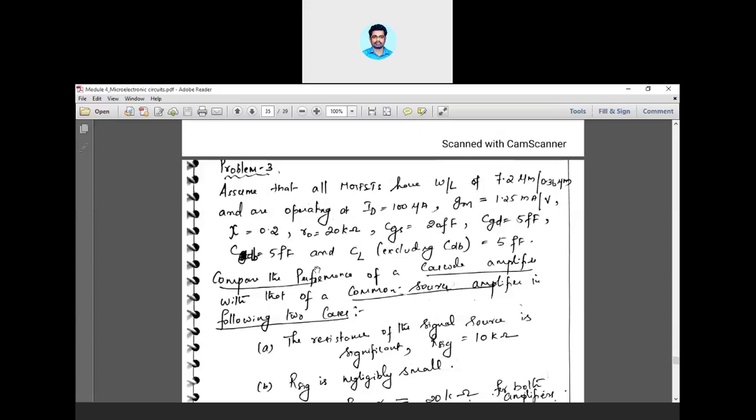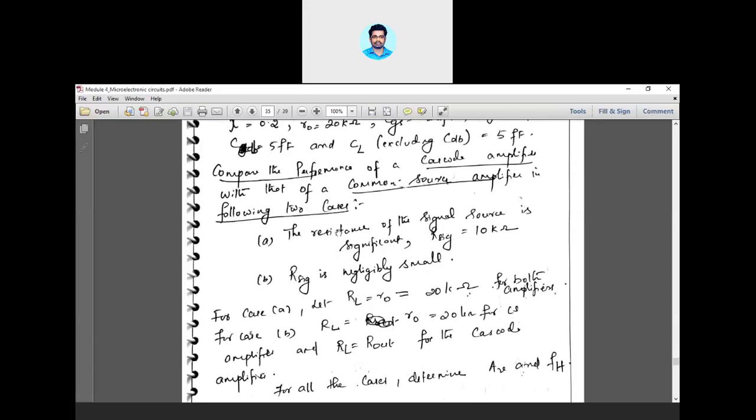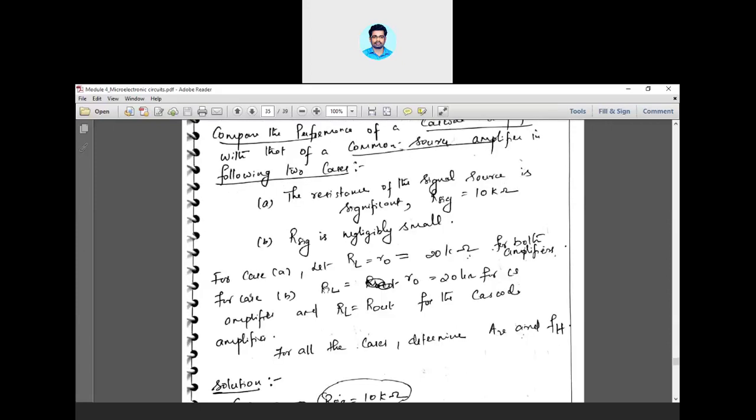Compare the performances of the two amplifiers, that is cascode and common source. You have to compare the performances for two different cases: one with RSIG and the second one without RSIG. So you have to do these two cases with the given parameters. The given constraints are, first case, you will be using RL equal to R0, 20 kilo ohm, for both amplifiers. So case A has to be done. What is case A? Case A means with RSIG, with load resistance RL equal to R0.